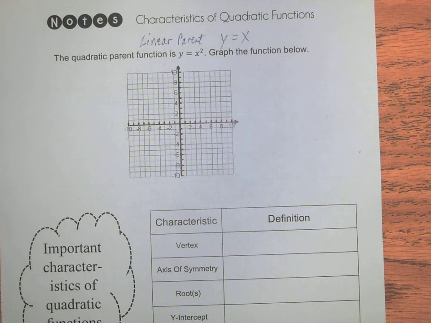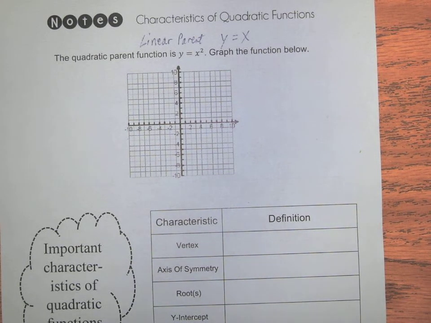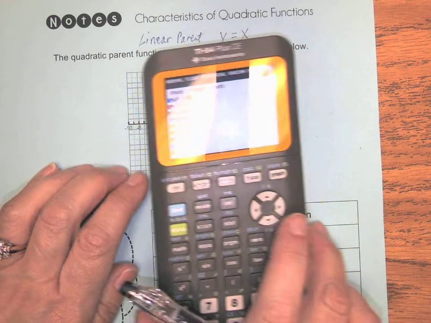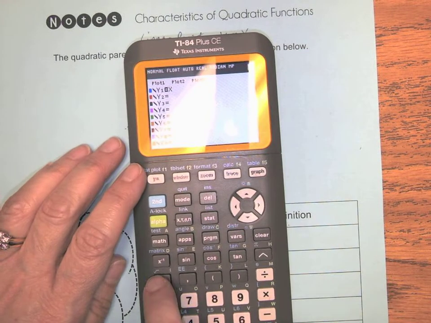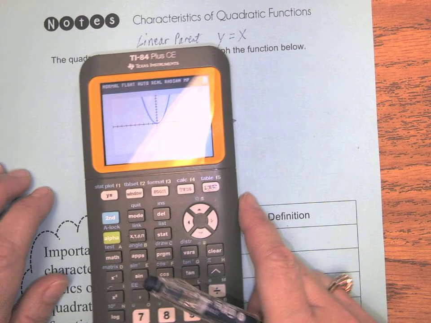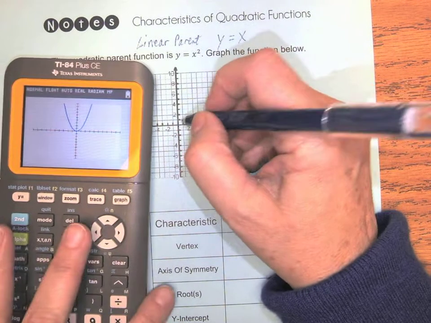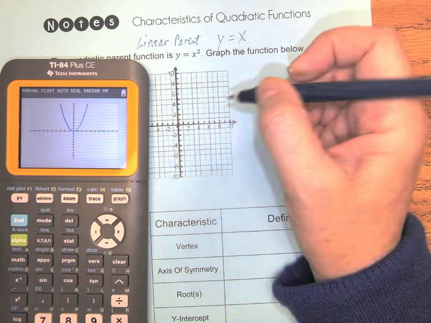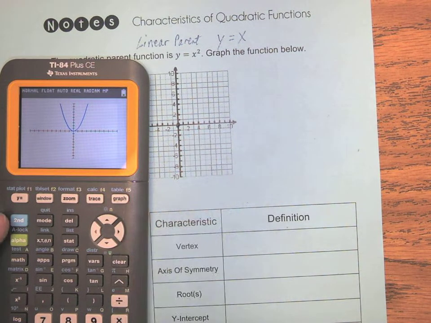So this is the quadratic parent function, y equals x squared. So all the quadratics we do in Algebra 1 are going to have an x squared. So let's go to your calculator and go to y equals, and let's put x squared, and let's graph it, and let's see what it looks like. So this is what it looks like. It has a point 0, 0.